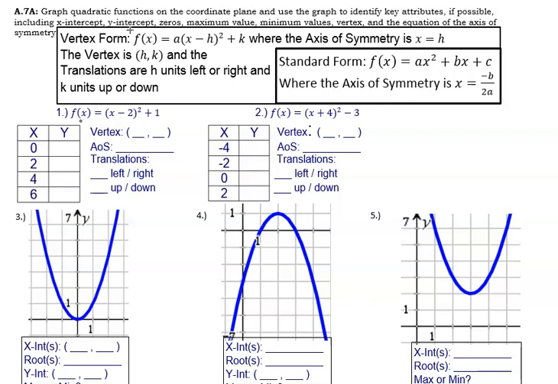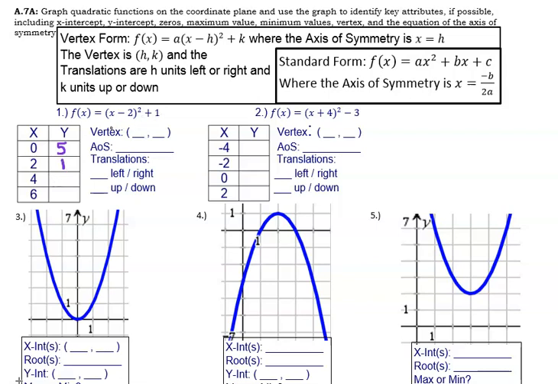On number 1, we have f of x equals x minus 2 squared plus 1. The first thing that it wants us to do is fill in the table. So for this first one, we're going to plug in 0 for x. 0 minus 2 squared would be 4. 4 plus 1 is 5. For 2, we have 2 minus 2 squared. That's 0. 0 times 0 is 0. 0 plus 1 is 1.